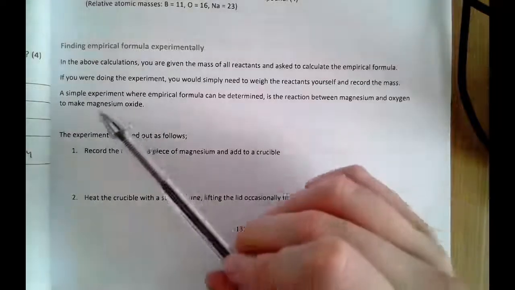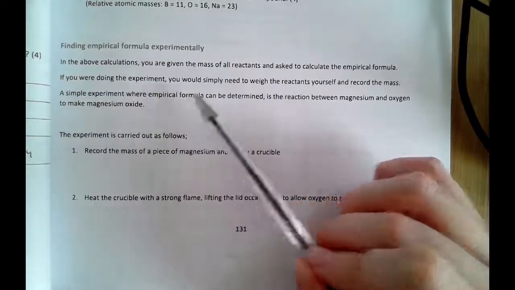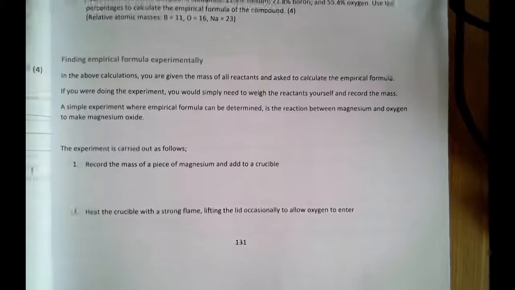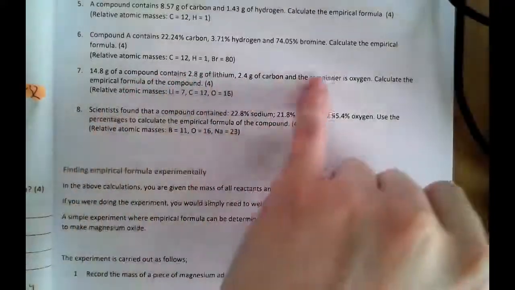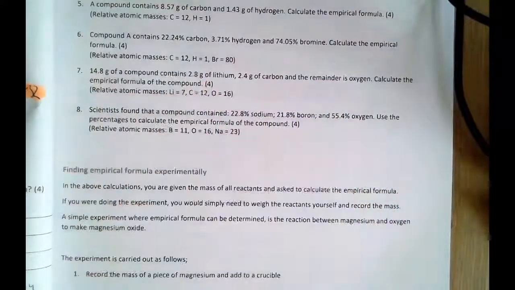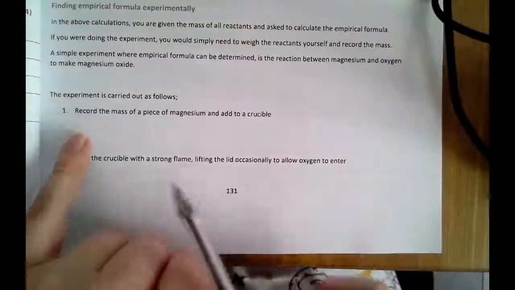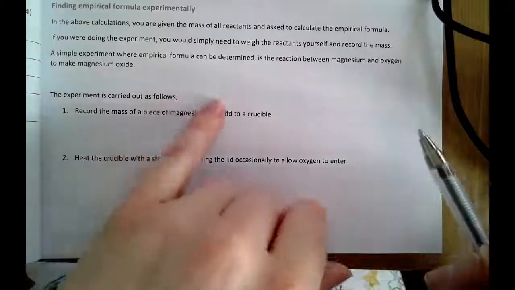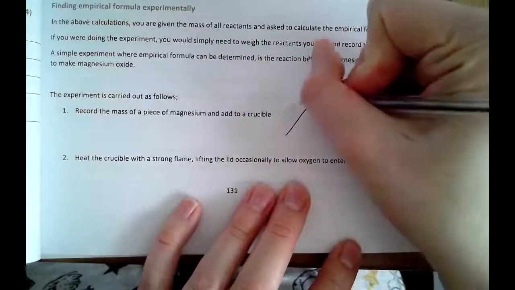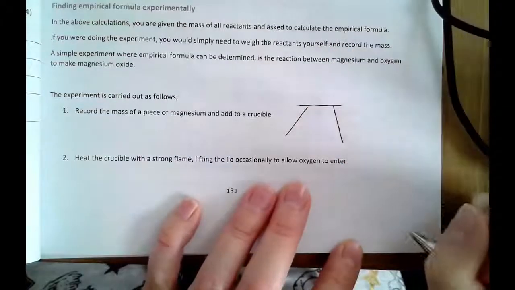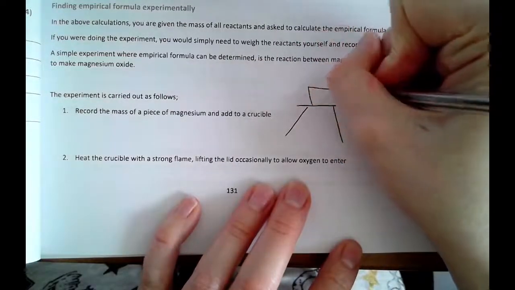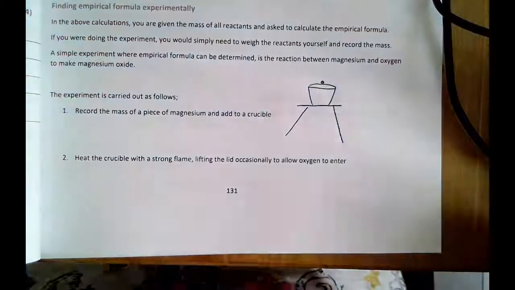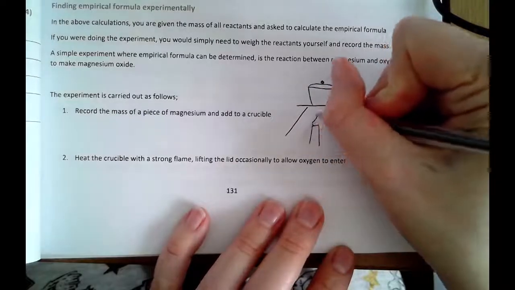They're going to ask you, how would you do an experiment to get the empirical formula of magnesium oxide? So if I wanted to do this, I would need to know, from the calculations above, the mass of magnesium and the mass of oxygen. So the first step in your answer would be just saying that you record the mass of a piece of magnesium and then you add it to a crucible. If I want magnesium to react with oxygen, I need to heat the magnesium. When I'm heating it, I put it in a little pot called a crucible, and then I heat the magnesium.